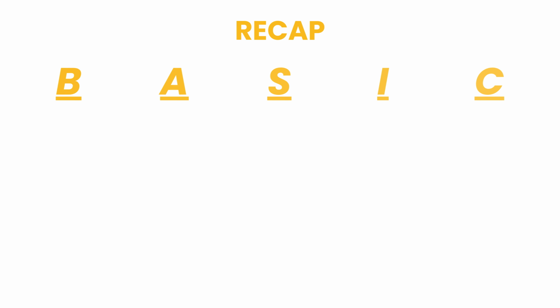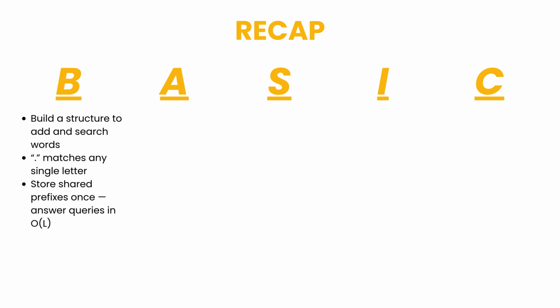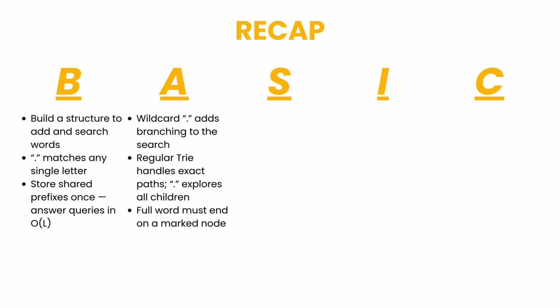Let's do a recap. The goal was simple. Build a structure that can add words and search them, where a dot can stand in for any single letter. Conceptually, we're storing shared prefixes once and answering both exact and wildcard queries in O(L) time. The tricky part is the wildcard. A plain trie handles exact matches and prefixes, but the dot forces branching. We solved this by exploring all children at the wildcard position, while still enforcing that a full word must end at the final node, not just a prefix.